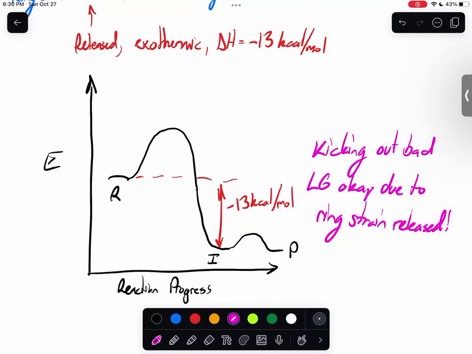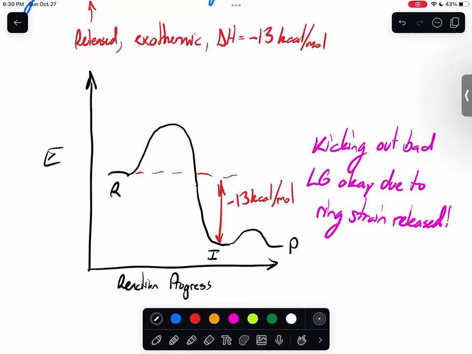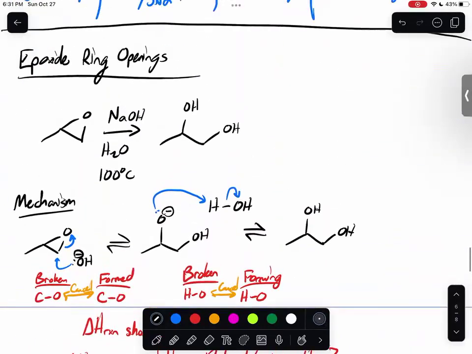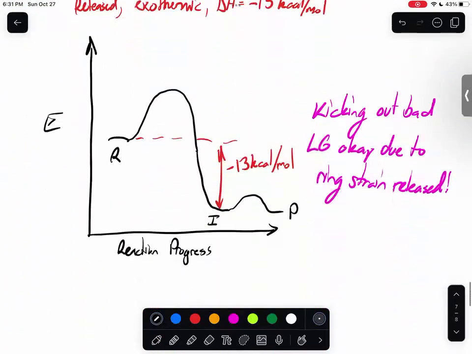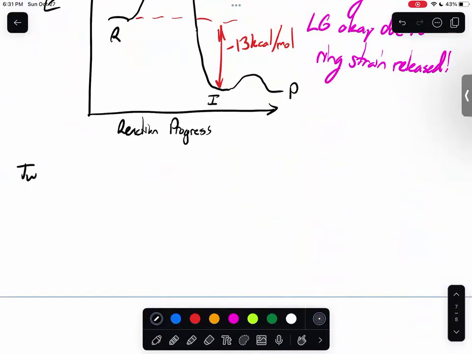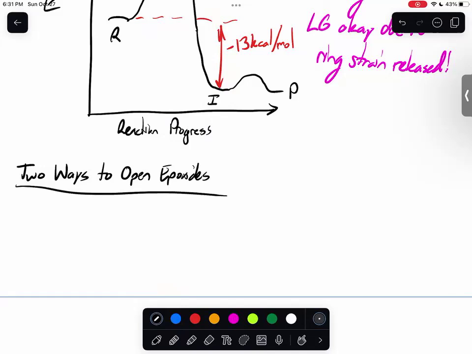Okay. And so these epoxide ring opening reactions can happen in the way that we've shown up here above, or they can happen a second way. All right, so we're going to classify these into two ways to open epoxides, right? The first one is basic epoxide ring openings, and these use a strong nucleophile slash base, right? And it follows traditional SN2 rules.